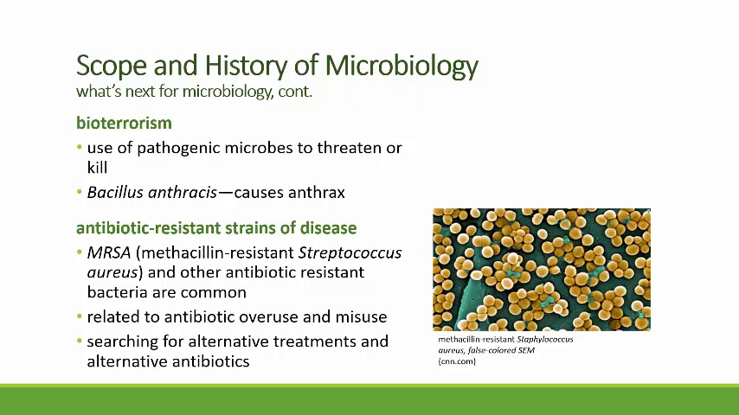And then last of all, antibiotic-resistant strains of diseases and figuring out how to deal with them. So MRSA, which is a strain of Staphylococcus aureus, and that's what the image to the side is, is one of these antibiotic-resistant strains. We have very few drugs that will work anymore against MRSA, and there are other bacteria that are developing extreme antibiotic resistance. And so searching for alternative treatments and alternative antibiotics will be a big part of what microbiology is about.